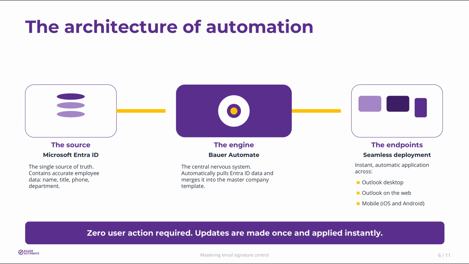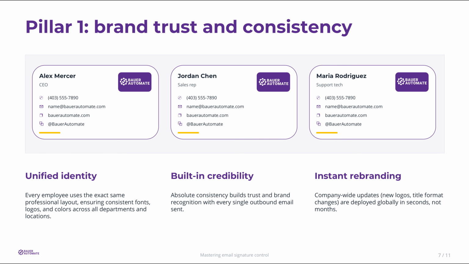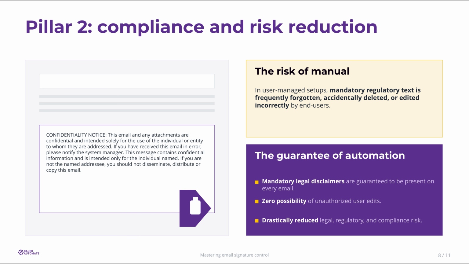And this integration perfectly solves our earlier mobile problem. With native Microsoft 365 integration, these centralized updates push instantly across all platforms. We're talking Outlook Desktop, Outlook Web, and mobile devices, both iOS and Android. The signature is absolutely flawless no matter where they send it from. Updates happen once in the central system, and you never ever have to worry about "sent from my iPhone" again.